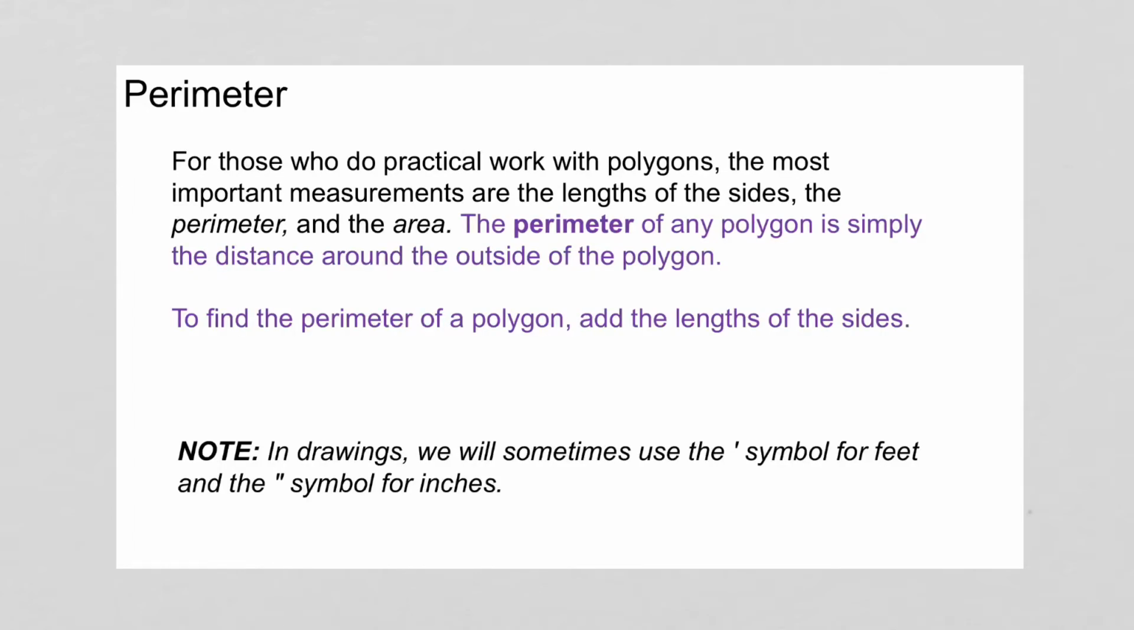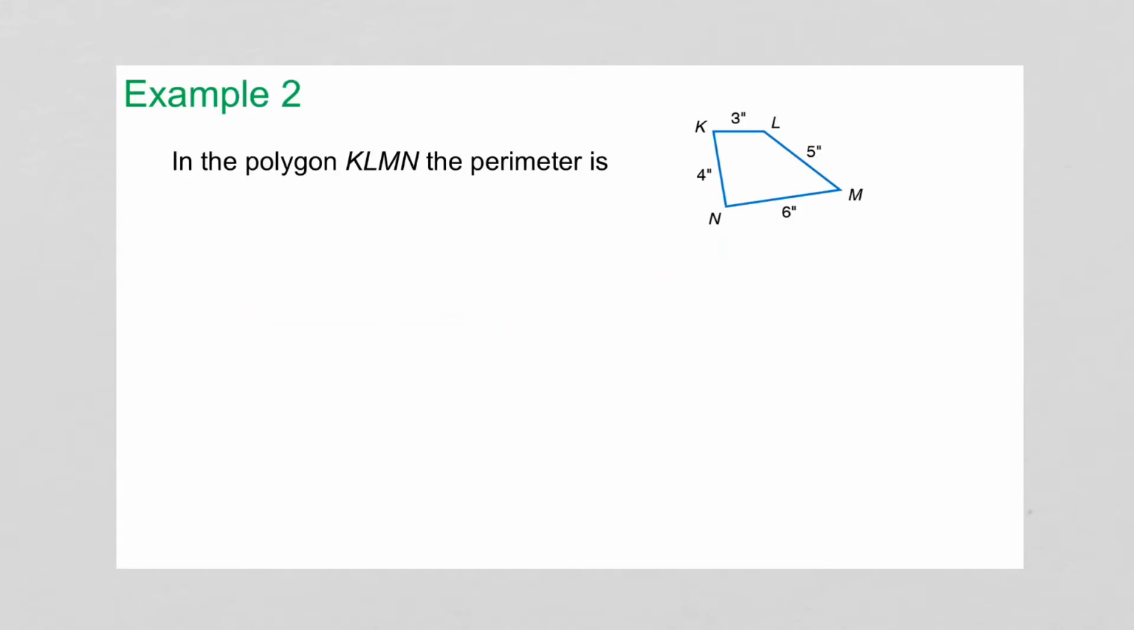The perimeter of a polygon is the distance around the sides. And to find the perimeter of any polygon, you just add up the distance of each side. So for example 2, we would add up each segment. So first we have KL, that's 3 inches, plus LM, 5 inches, plus MN, 6 inches, plus NK, 4 inches. And that is 18 inches.